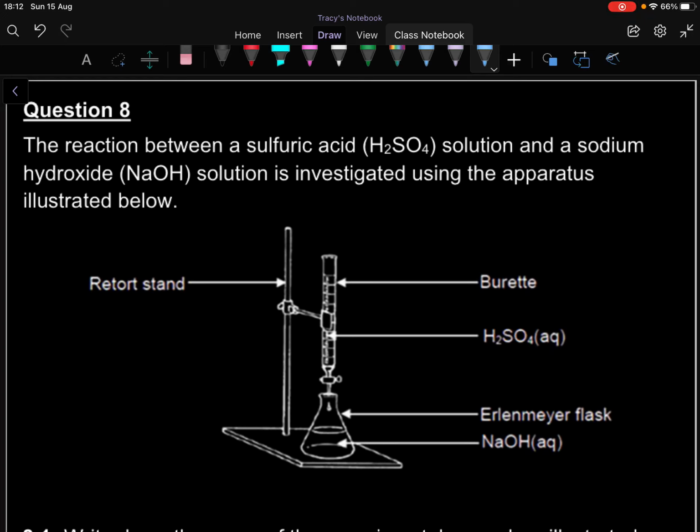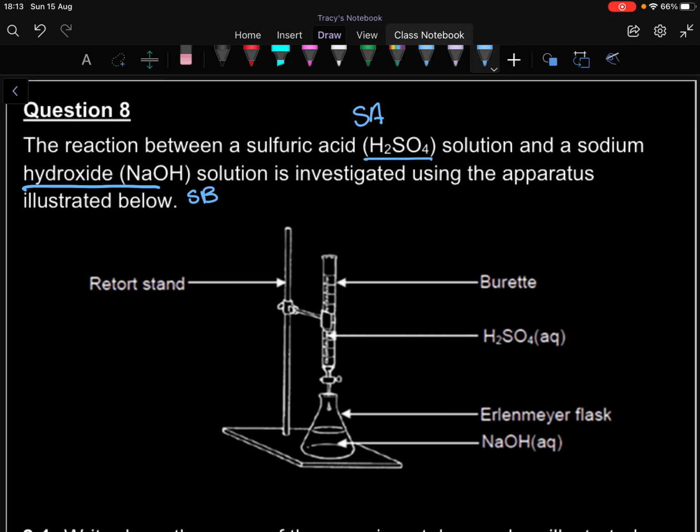Welcome everyone. We're going to look at an acid-base question taken from a worksheet on acids and bases given to my classes, and this is question 8. The reaction between sulfuric acid, H2SO4, and a sodium hydroxide solution, so I have a strong acid with a strong base, is investigated using the apparatus below. Are we all good? It's the usual setup.